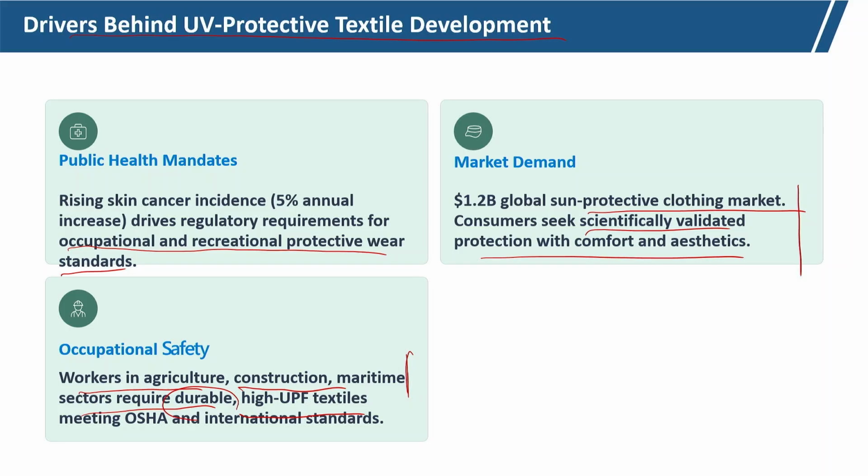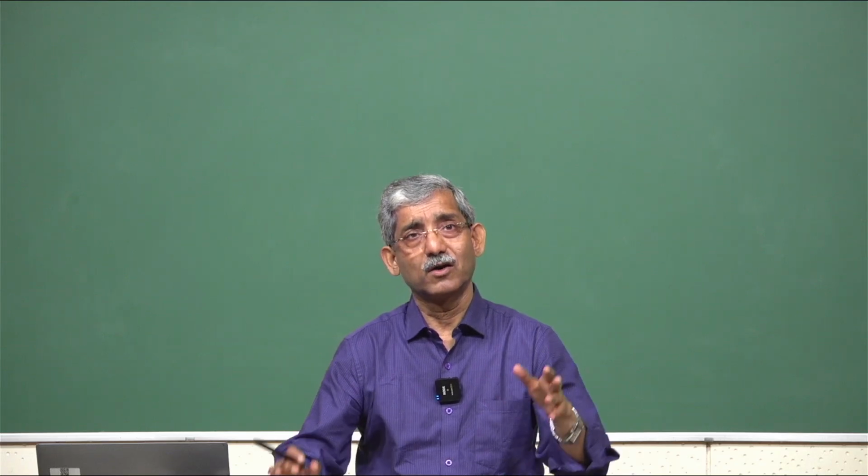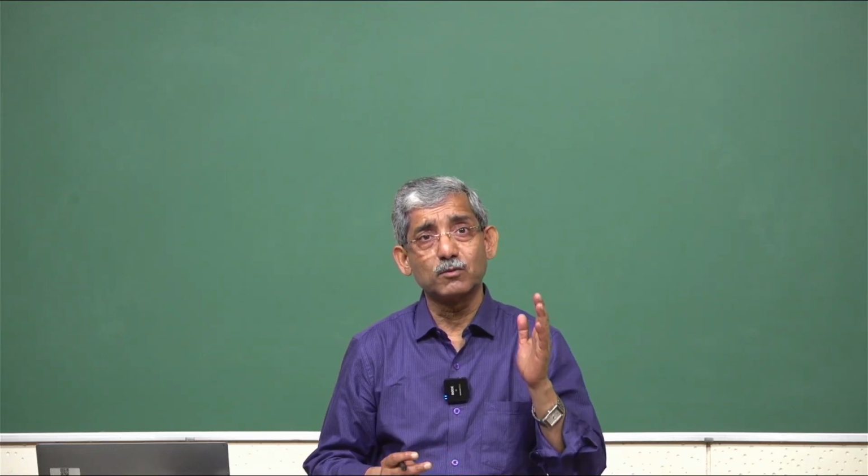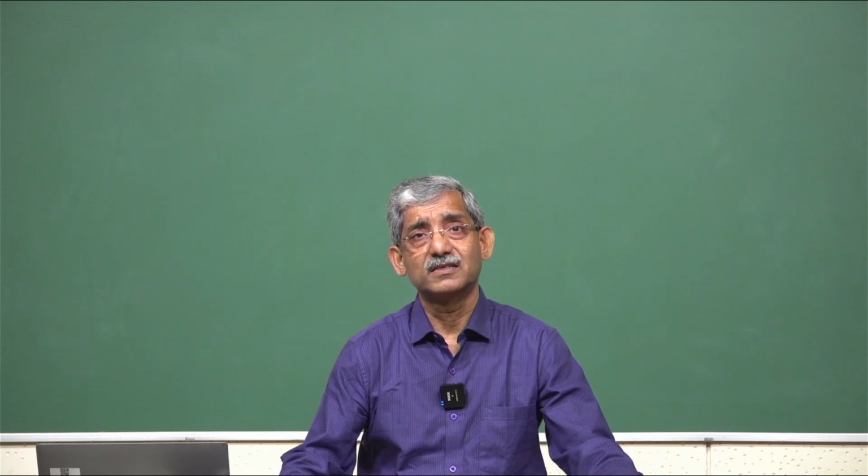For that, durable UV protective textiles are important, and also they are exposed directly under the sun, and that is why we need high UPF textiles, which meets the OSHA standard or other different international standards. So, if we try to produce or develop any protective textile, this should match the international standards.